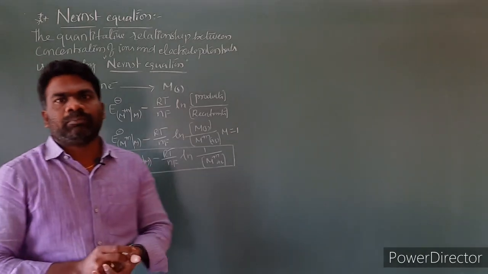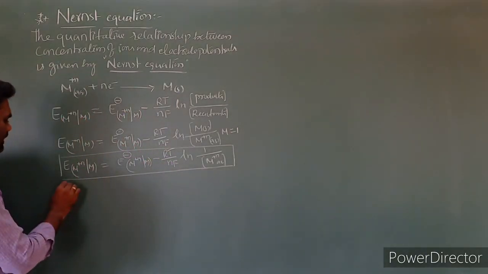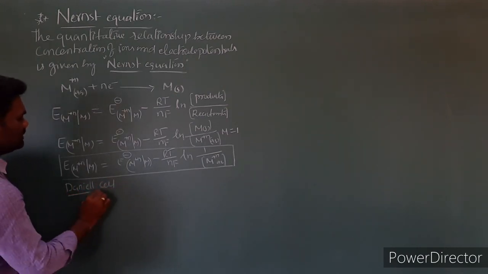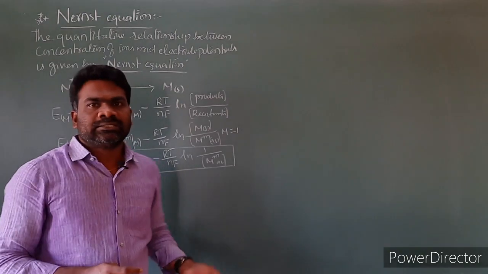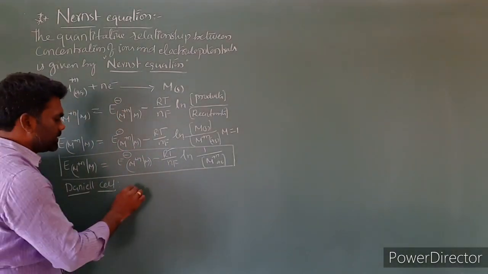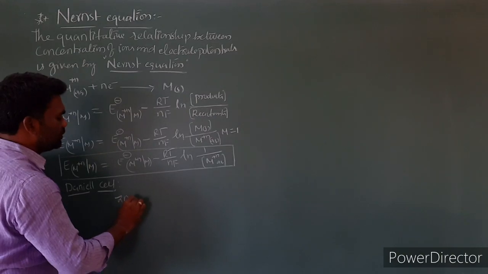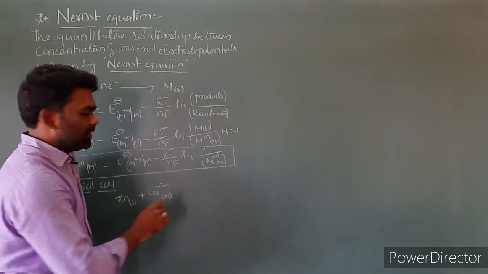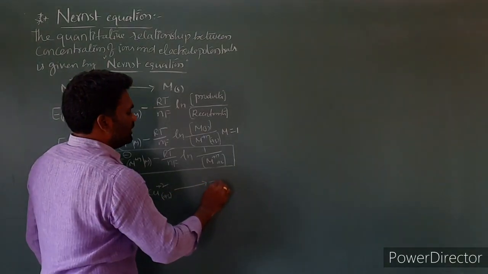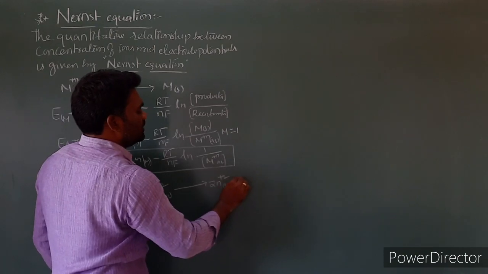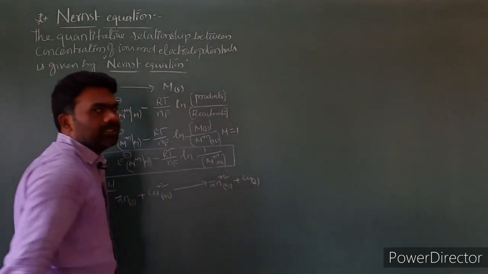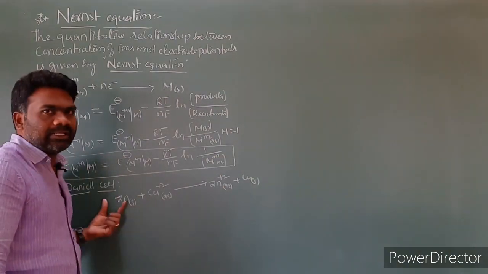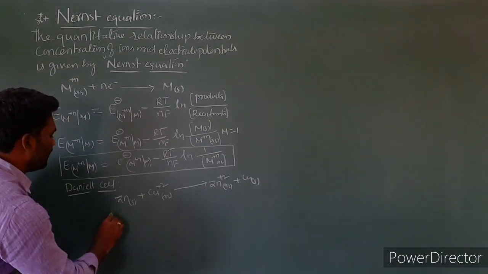Now this equation we should apply to the Daniell cell. I am taking the Daniell cell as an example. First we have to take the cell reaction for the Daniell cell. What is the cell reaction? Zn in solid form plus Cu^2+ in aqueous form gives rise to Zn^2+ in aqueous plus Cu in solid. First we have to take the reduction case for this Daniell cell, reduction at the cathode.